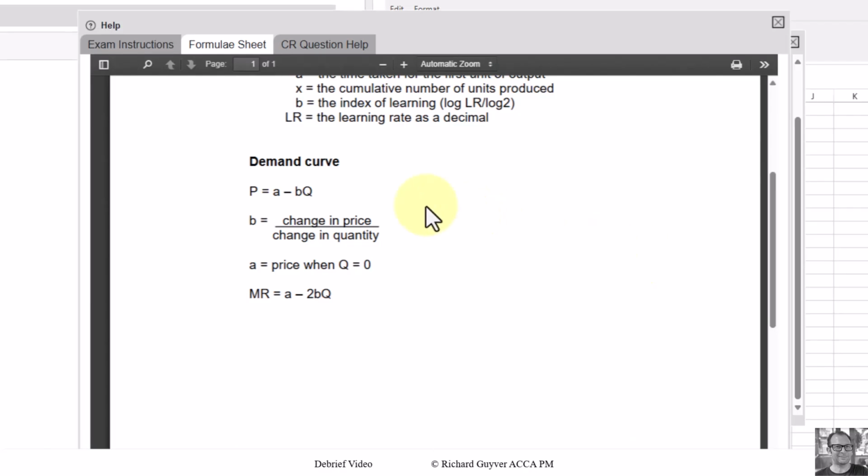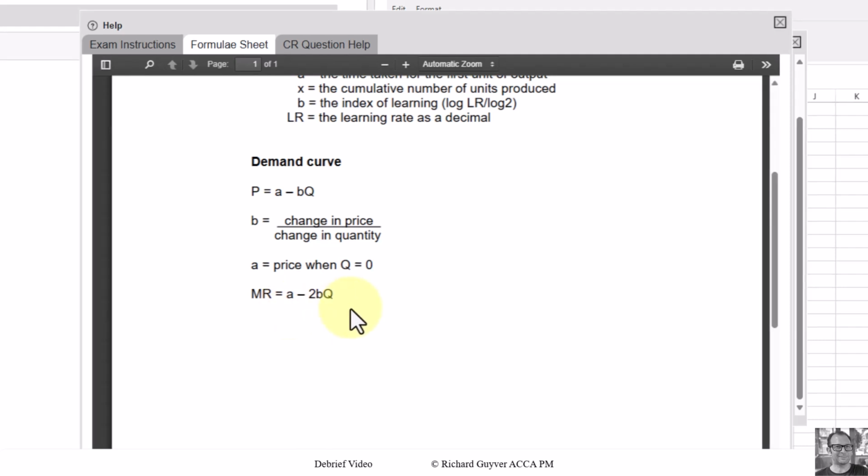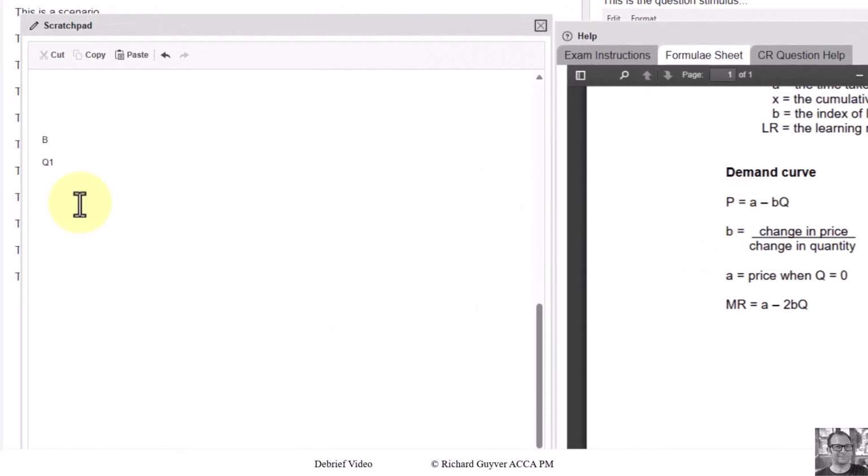If we go back to the formula sheet, we are given the demand function here of P equals A minus BQ, where B is the change in price over the change in quantity, and A is the price when Q is 0. We're also given the marginal revenue is A minus 2BQ. This top formula, P equals A minus BQ, was given to us in the question as 893 minus 0.009Q. So we know our figures for A and B from that. A is 893 and B is 0.009.